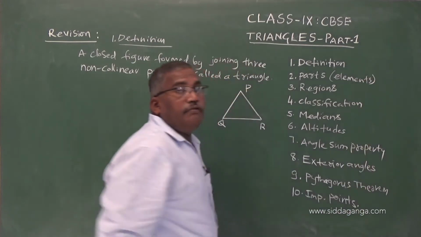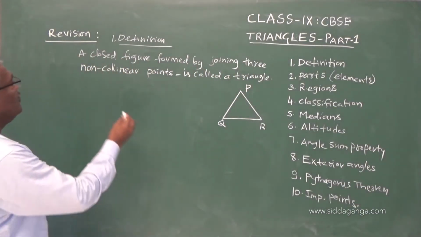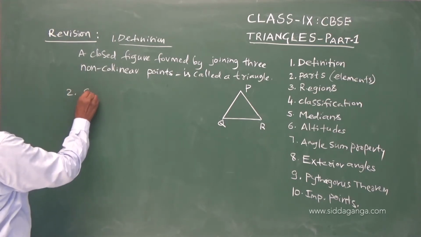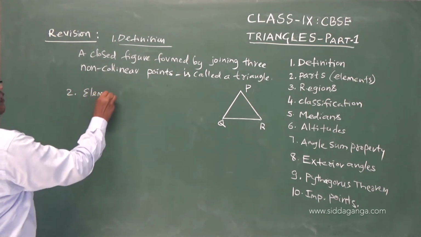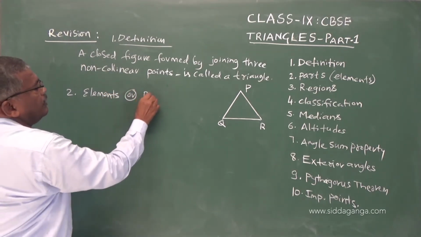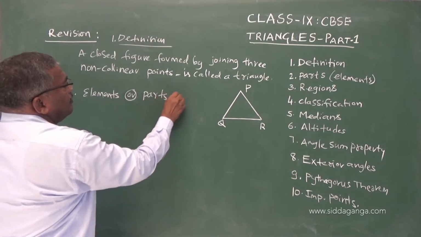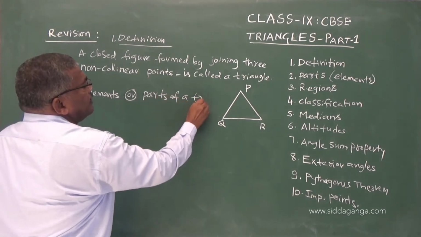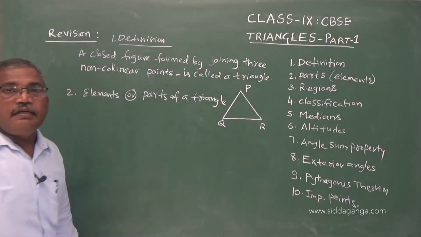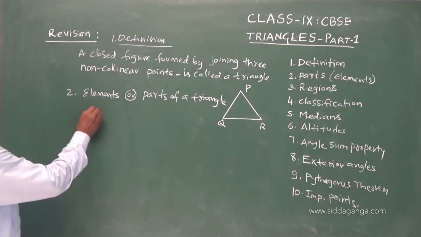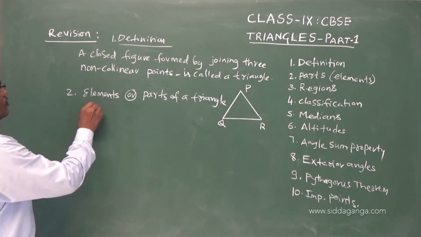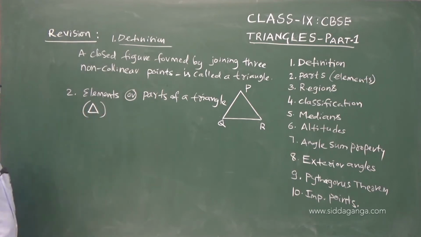Elements of a triangle, or parts of a triangle. So this is the first one. The second one is elements or parts of a triangle. Remember, a triangle is symbolically written like this. So this is the triangle symbol.